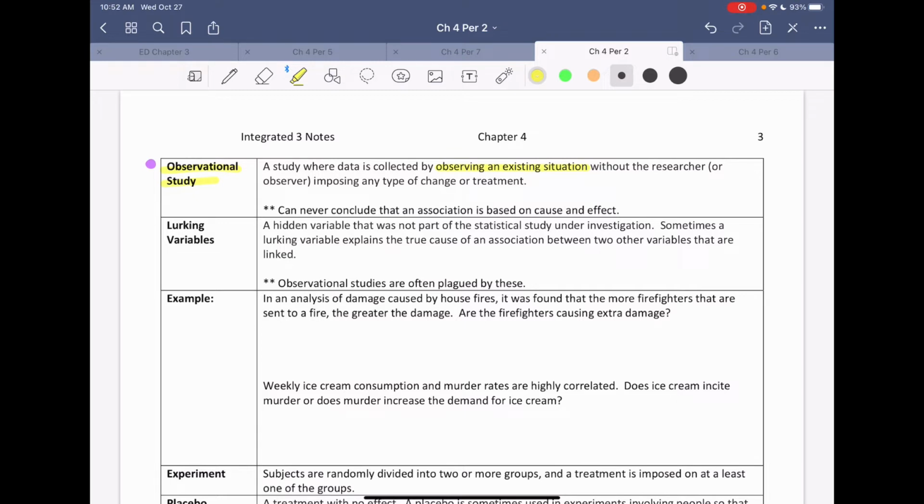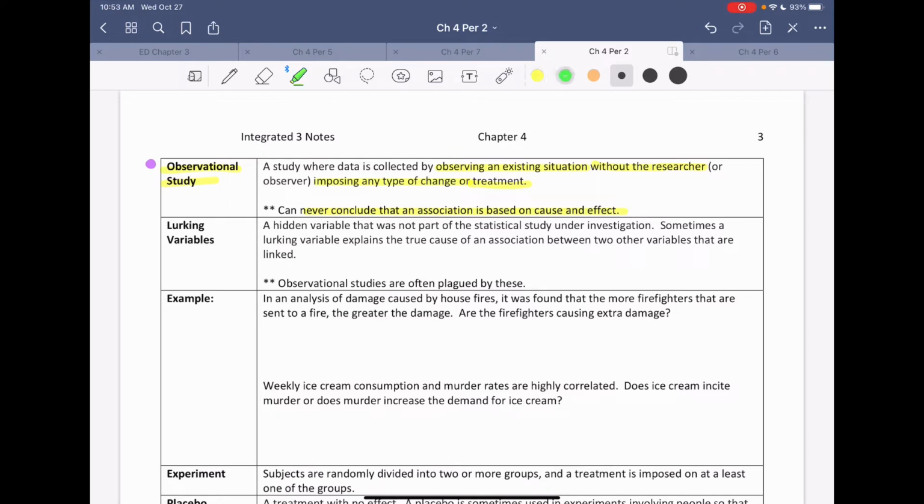You are not making them take a pill or forcing them to work out twice a day or anything like that. You're not forcing anything. You're not imposing any change or treatment. So the one thing about observational studies is you can never conclude an association based on cause and effect because there's so many other variables out there that might be affecting it.